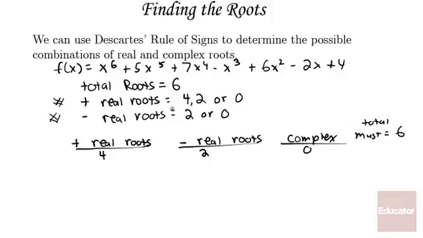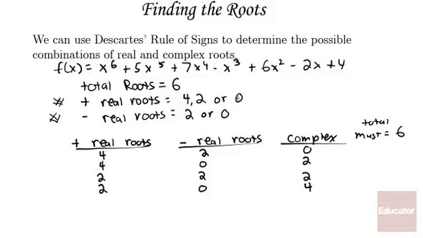I could have 4 positive real roots. I could have 0 negative real roots. 4 and 0 is 4. To total 6, I'll have to have 2 complex roots. Okay, another possibility. I have 2 positive real roots and 2 negative real roots. 2 and 2 is 4. 2 more complex roots will give me 6. Or I could have 2 positive real roots and 0 negative real roots. 2 and 0 is 2. To total 6, I'll have 4 complex roots.